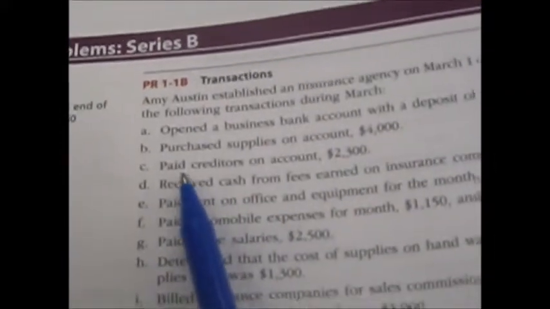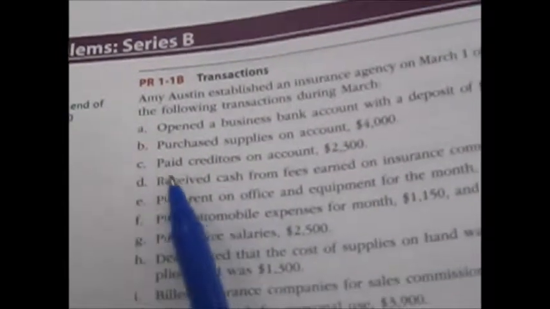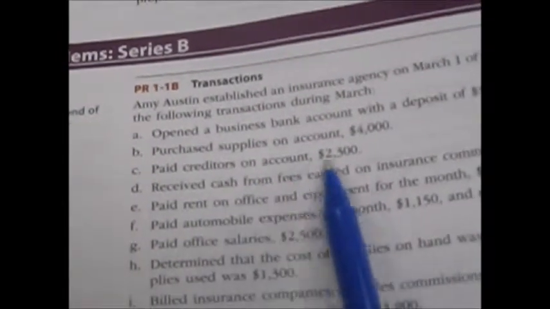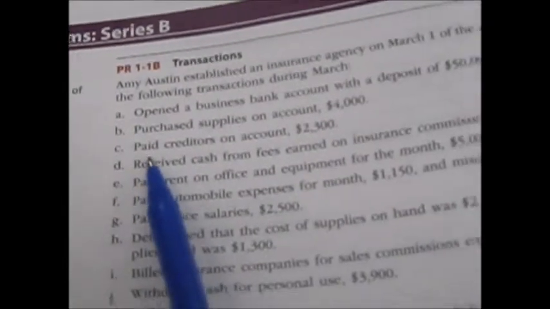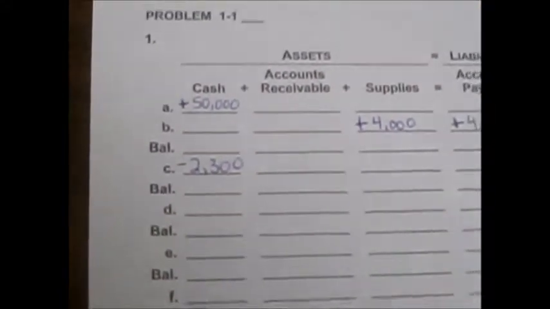Letter C, we paid creditors on account $2,300. Well, first we paid them, so we know that's going to affect our cash. Since we're paying them, we're going to subtract $2,300 from cash.